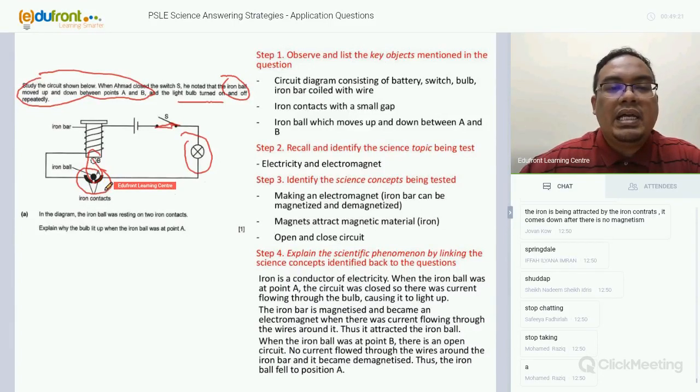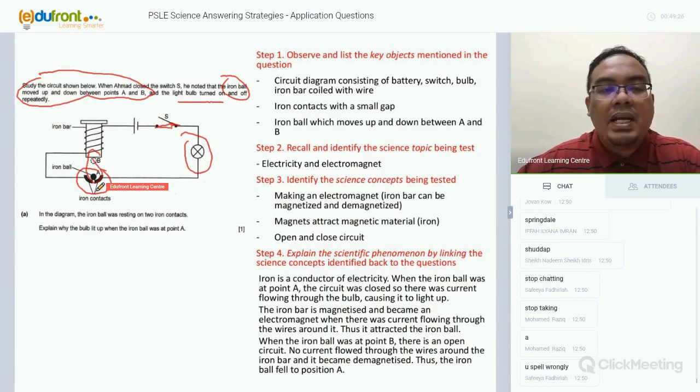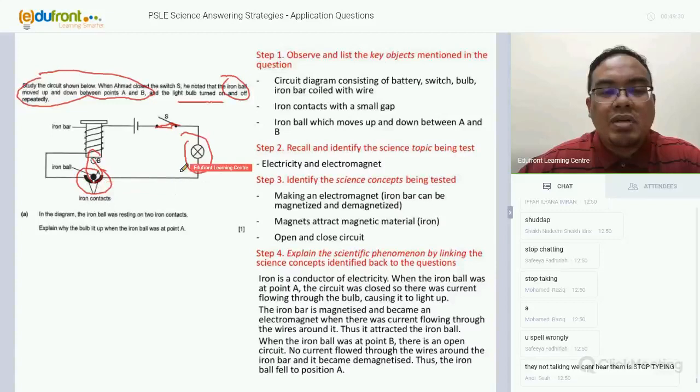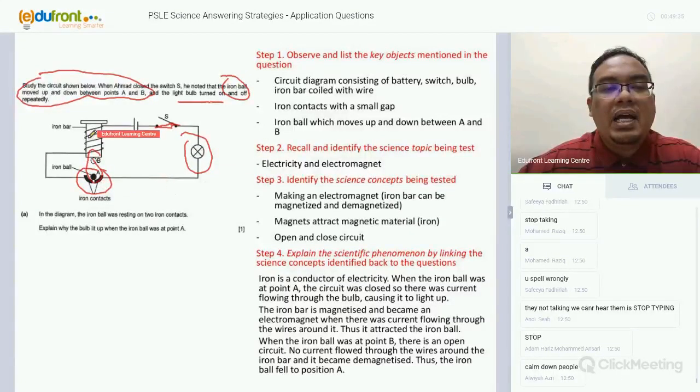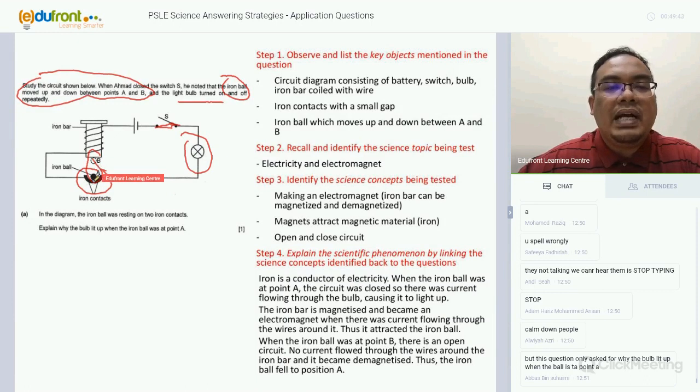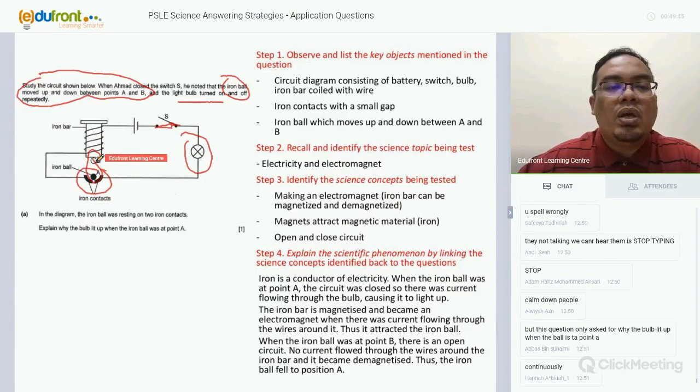Understand? And when it drops back to position A, what will happen? It becomes a closed circuit. The light bulb here will turn on again. And the iron bar will be magnetized again, and it will attract the iron ball again to position B. So this process will be repeated. The iron ball will go up and down, up and down, and the light bulb will turn on and off repeatedly.